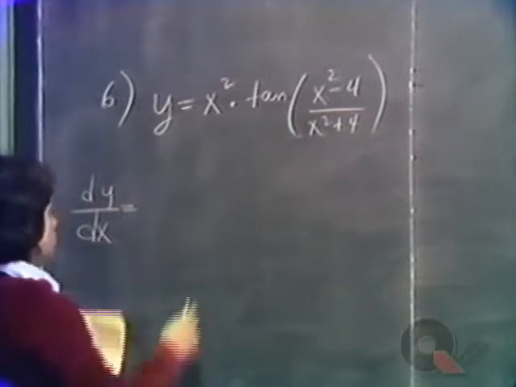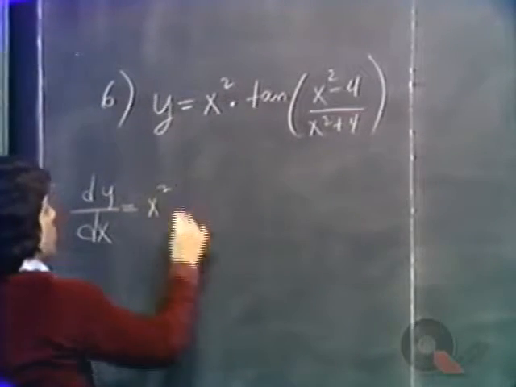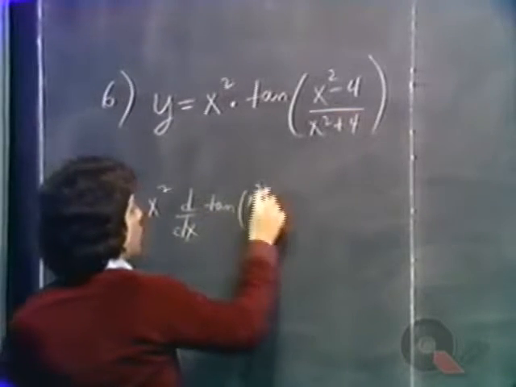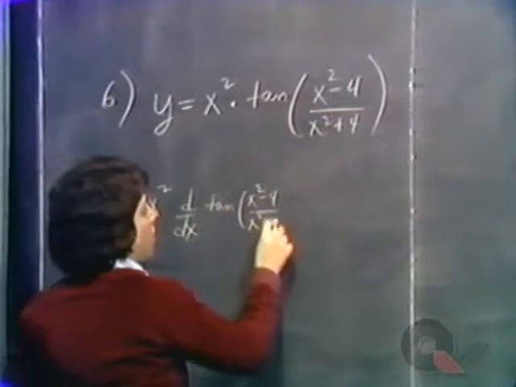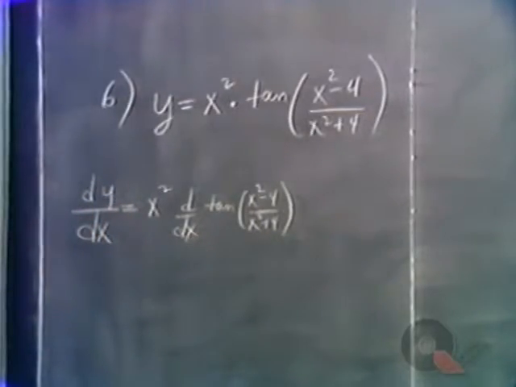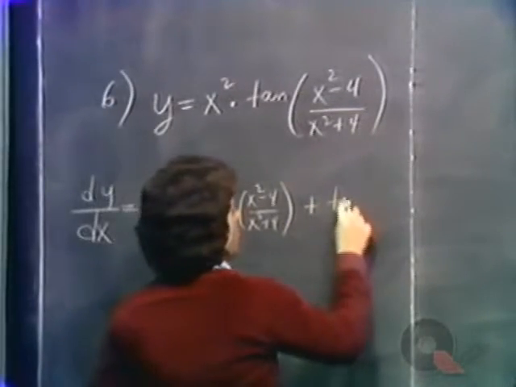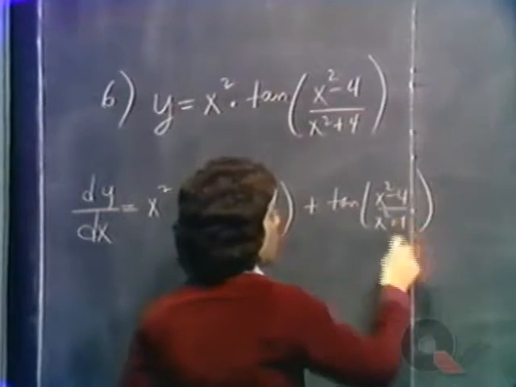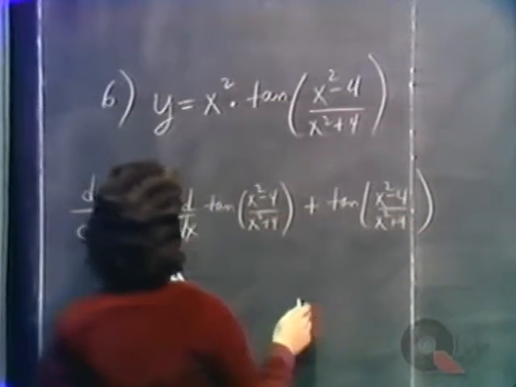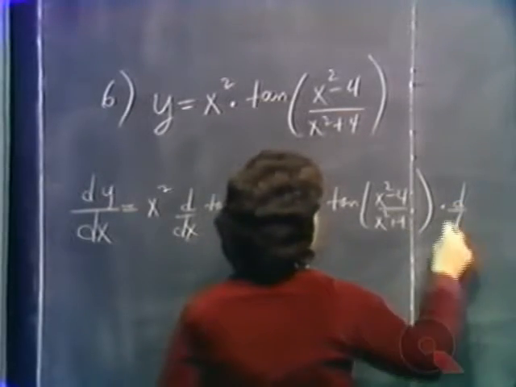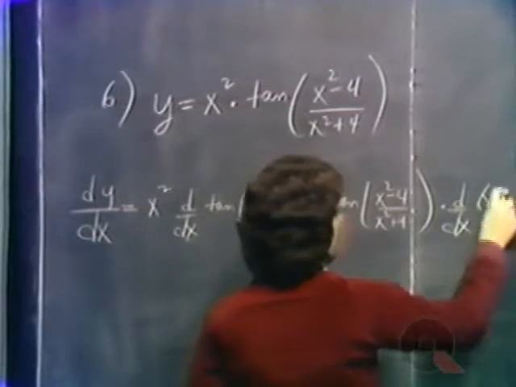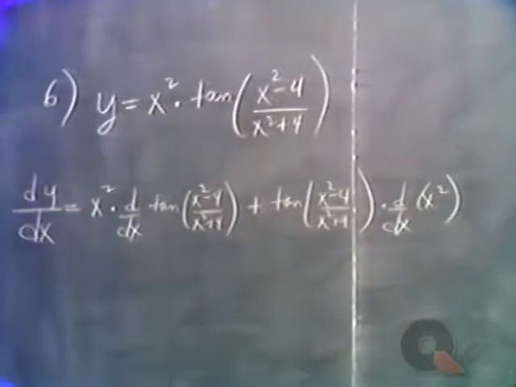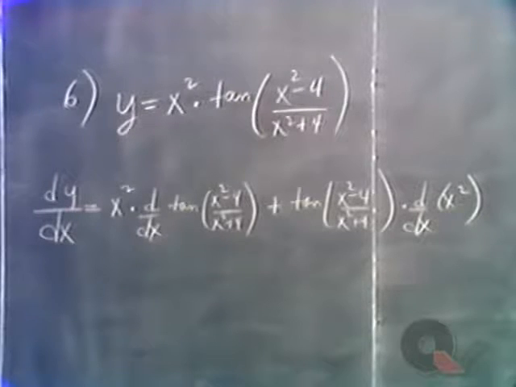So it's going to be the first, x squared, times the derivative of the second, the derivative of tan of x squared minus 4 over x squared plus 4, plus the second, tangent of x squared minus 4 over x squared plus 4, times the derivative of the first, which is derivative of x squared. First times the derivative of the second, plus the second times the derivative of the first.